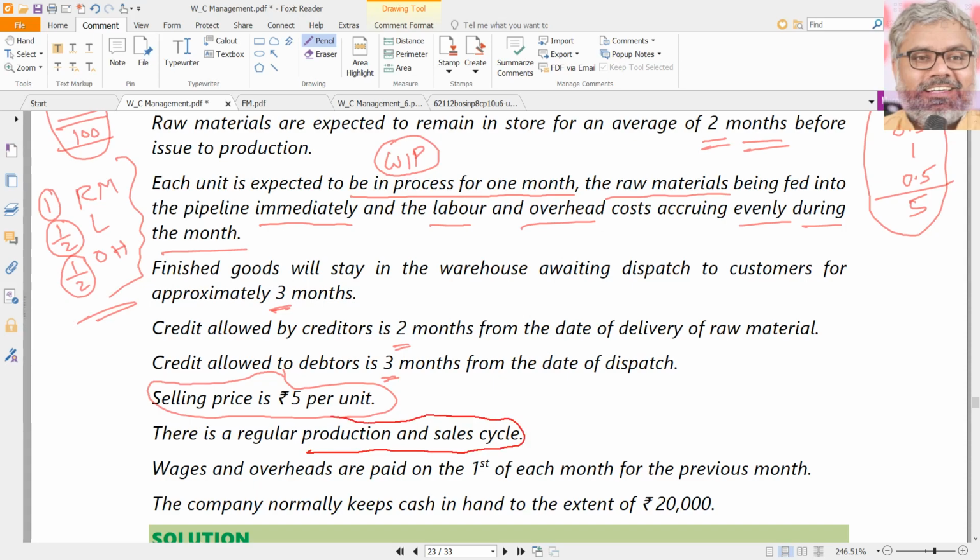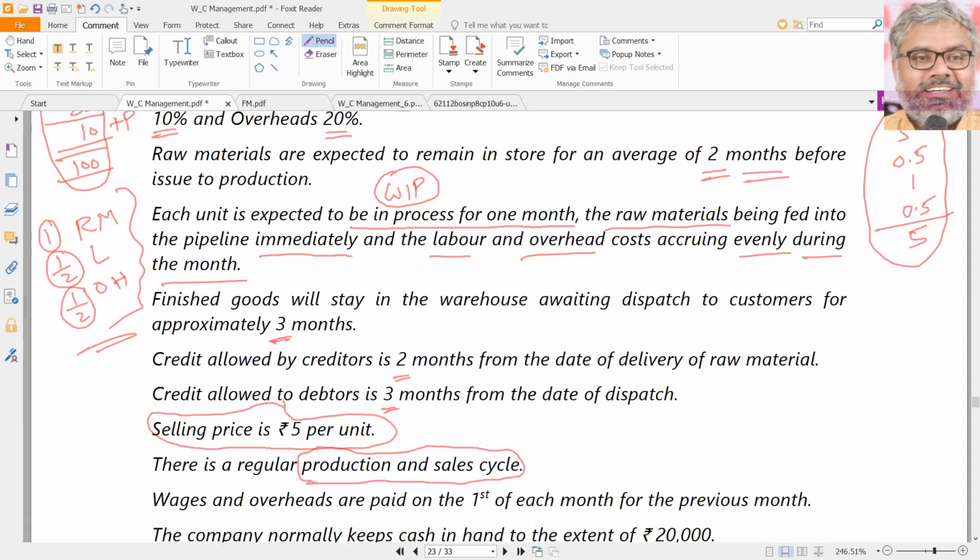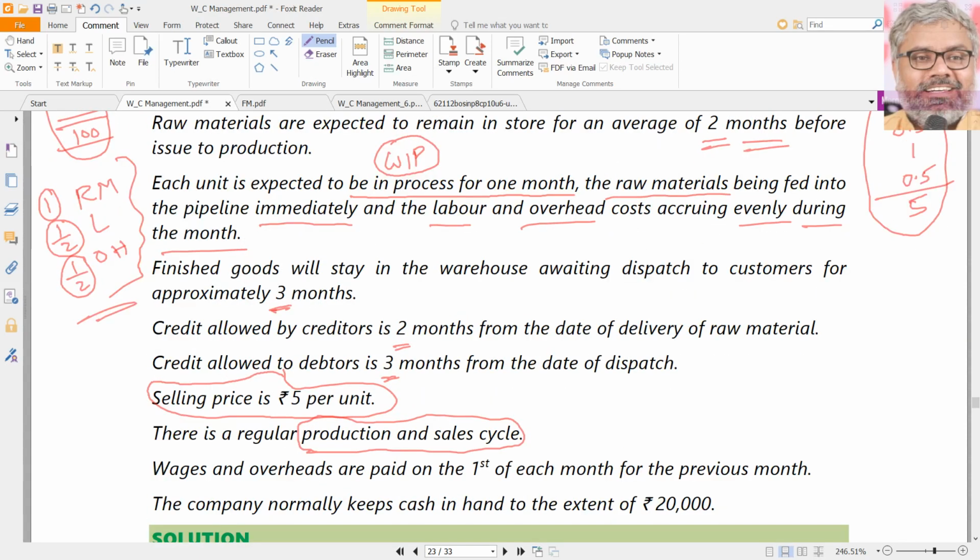This is normally the assumption that we take because we are taking on an average everything. If an organization really is a very seasonal organization, then these averages may not work out because in one season they may require more working capital, in another season they may not require that much working capital. So that type of exceptions we generally don't take. Normally, if nothing is mentioned, production and sales happen evenly, regularly throughout the year. That is the basic assumption.